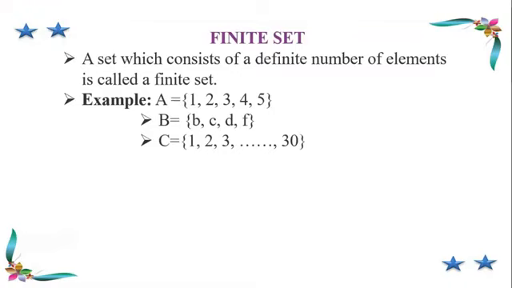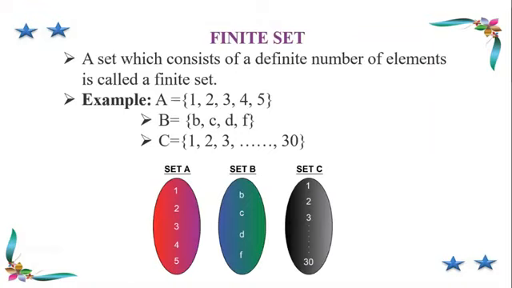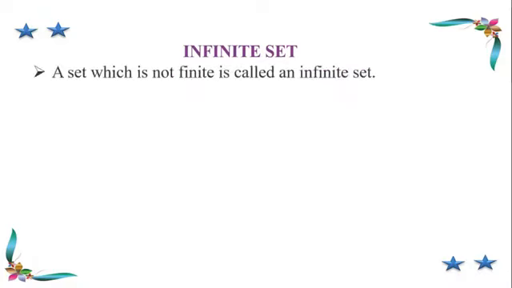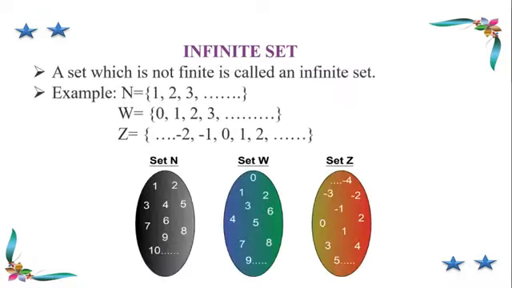Next, let us consider finite set. The set which consists of a definite number of elements is called a finite set. For example, A equal to {1, 2, 3, 4, 5}, like that. This is the diagrammatic representation. Next, we consider infinite set. A set which is not finite is called an infinite set. For example, natural numbers, whole numbers as well as integers.